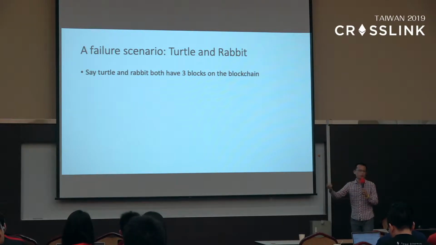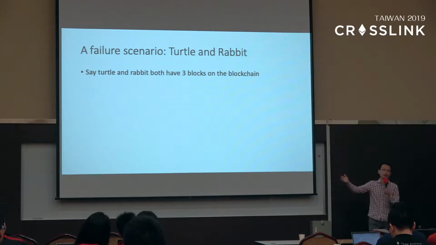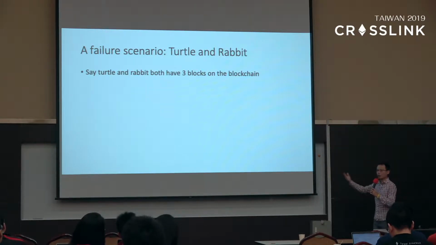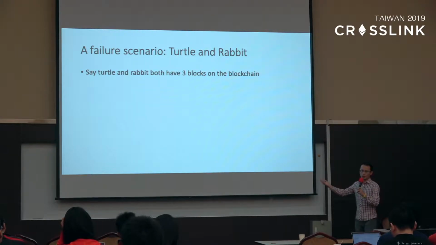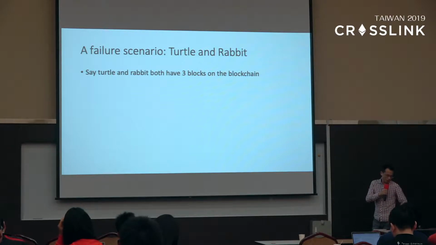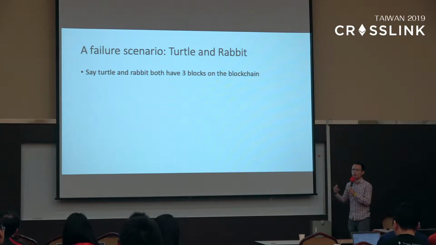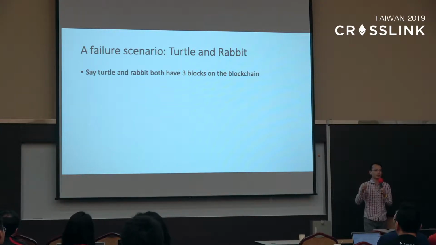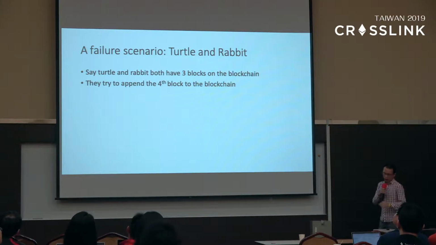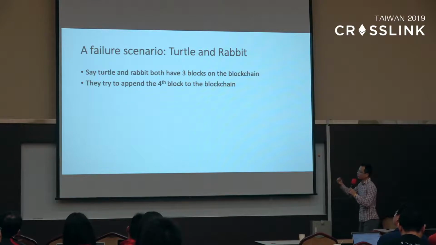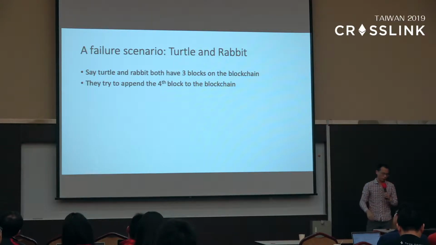And again, turtle is slow, rabbit is fast. But here, of course, turtle is slow in terms of the transmission speed or the networking speed. And the rabbit is fast. Okay? And let's further assume that the turtle and rabbit both have 3 blocks, and 3 blocks only, on their blockchain. And what they want to do now is to produce the 4th block on the blockchain. And let's see what happens.